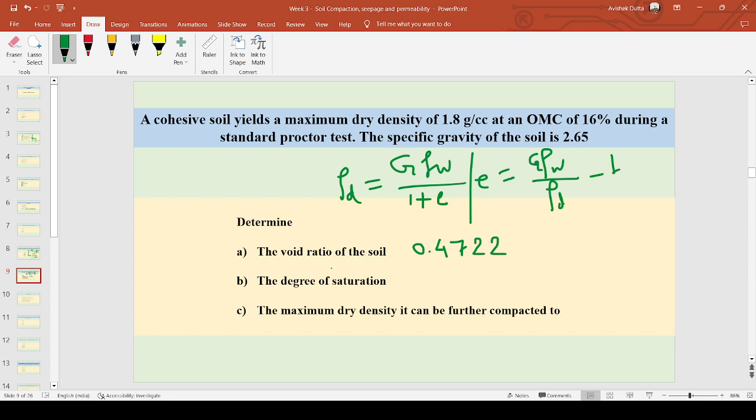Okay. Now degree of saturation, we all know that e equals wG by S, or we can write S equals wG divided by e. W is 16%, that is 0.16 into 2.65 divided by 0.4722 into 100%. To convert it to a percentage, we are getting the value of 89.79 percent.